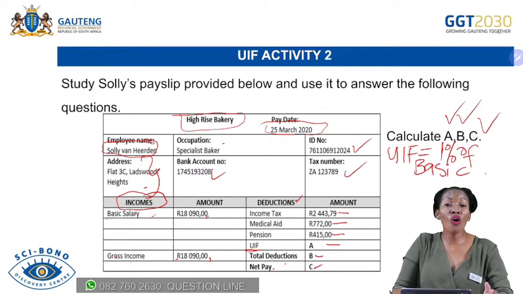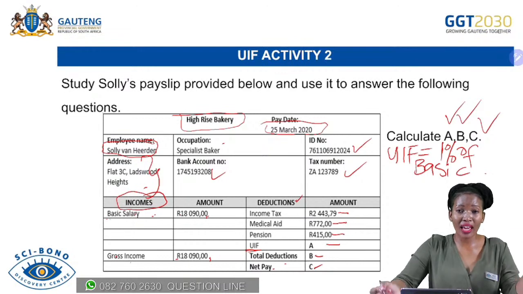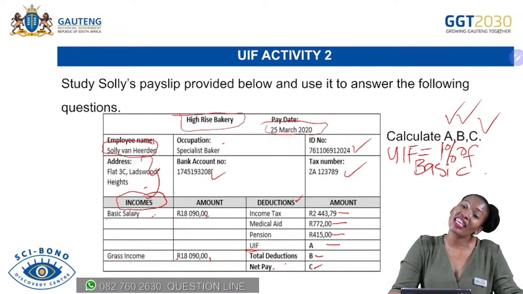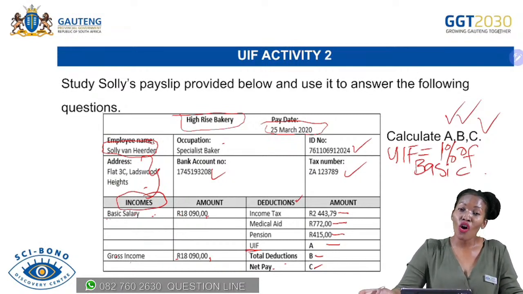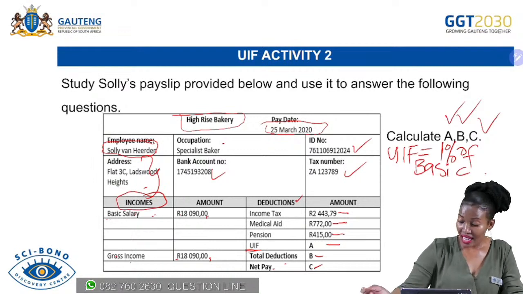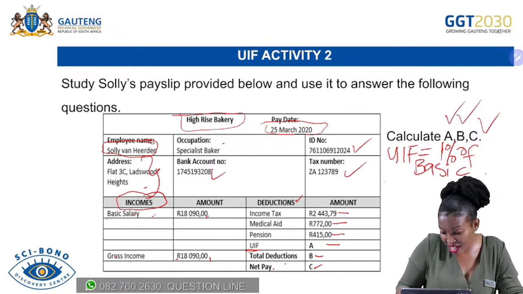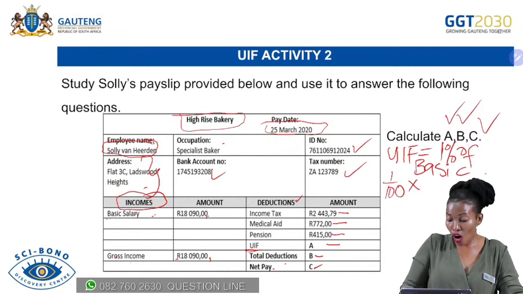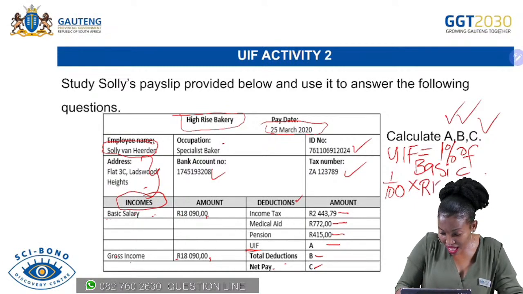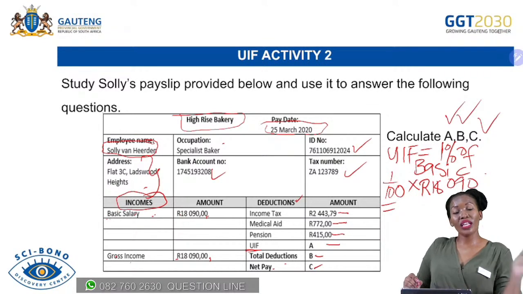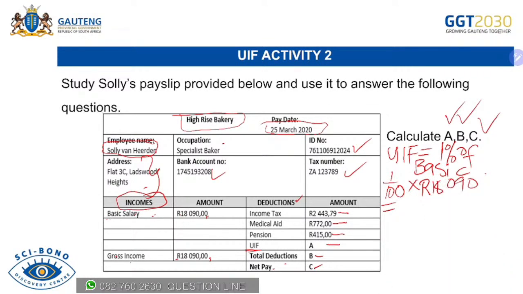That is how you will always calculate your UIF. So wherever you go, whether you go to KZN, Limpopo, or Northern Cape, when you calculate UIF, it is always 1% of the basic salary. Now, how do you write 1% as a percentage? You can just say 1 over 100 times by. Of means times. What is our basic salary? It is 18,090.